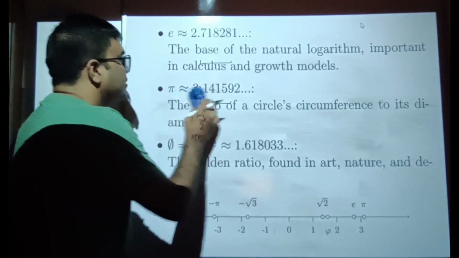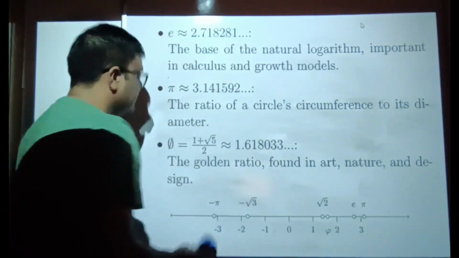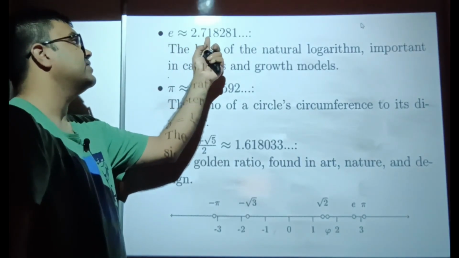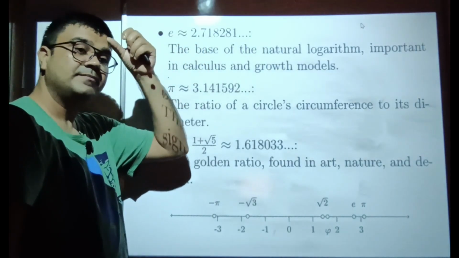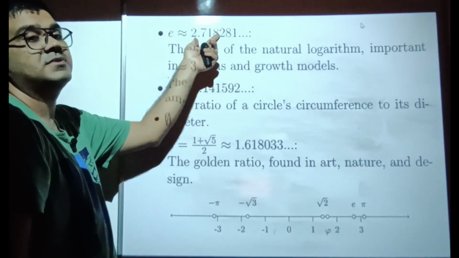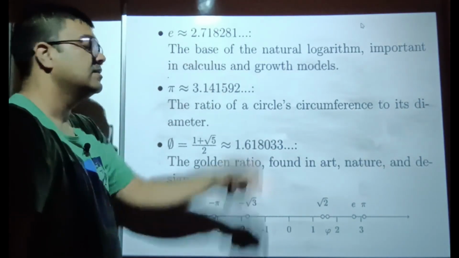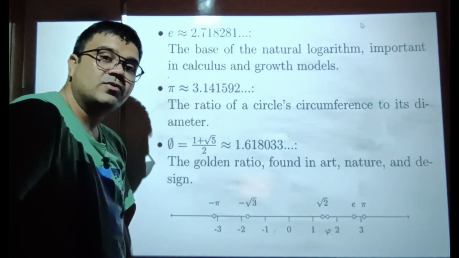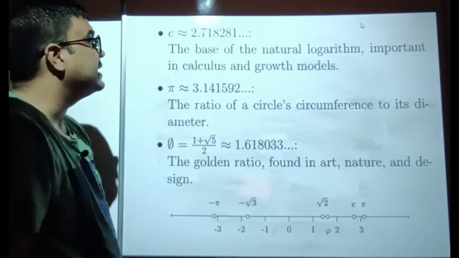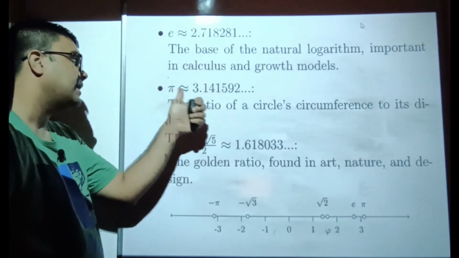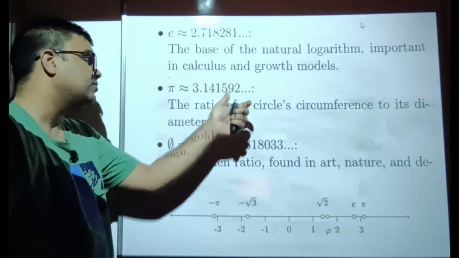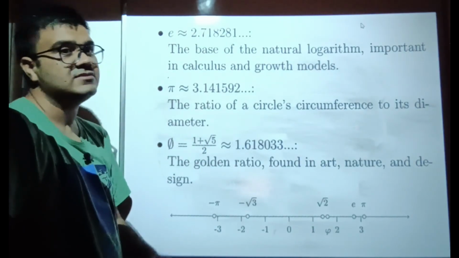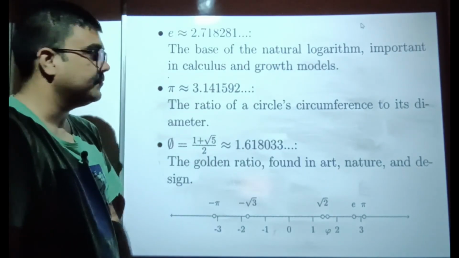Similarly, we have listed some other numbers. This is the number e. You should remember the value of e. It is 2.718281. At least up to 3 decimal places you should remember this value. It will be used at several places because it is the base of the natural logarithm that we are going to use in our calculations. Then we have the number pi. It is 3.141592. This is used when we talk about the circle, the area of the circle, and the circumference of the circle.